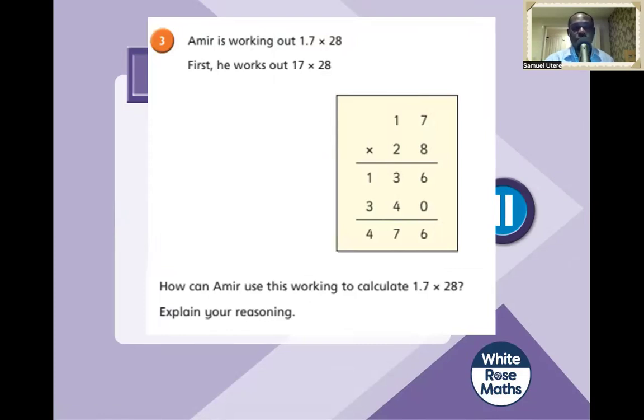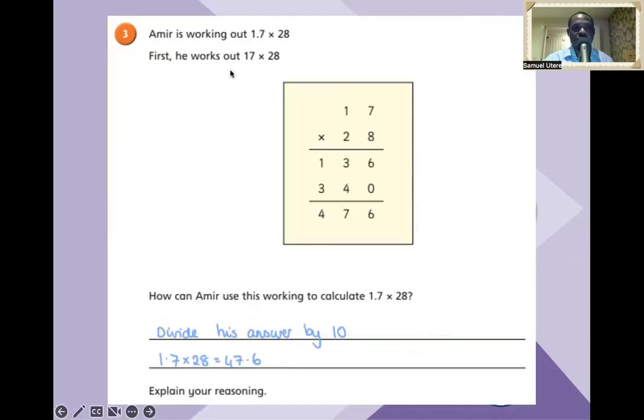Okay, assuming you've paused the video and you've answered the questions, here are the answers. Let's discuss them. Here you ask, Amir is working out this calculation. First, he works this out, which is right here. How can Amir use this working to calculate this? So you can see that you divide the answer by 10. Why? Because the calculation that Amir did ignored the 1.7, which is 10 times smaller than this integer calculation that we did. So our answer should be 10 times smaller. So that will be 47.6, which is to divide by 10.